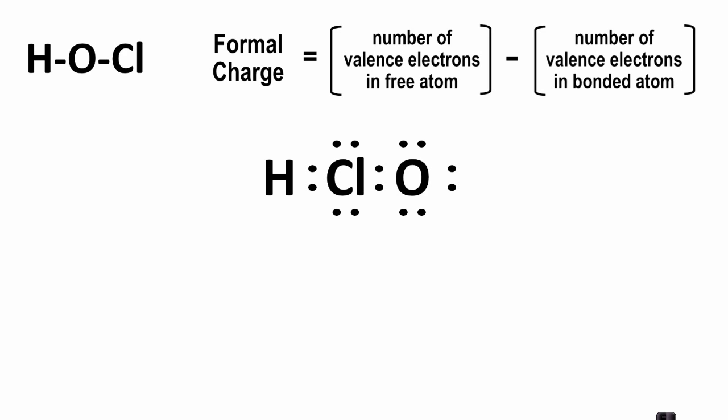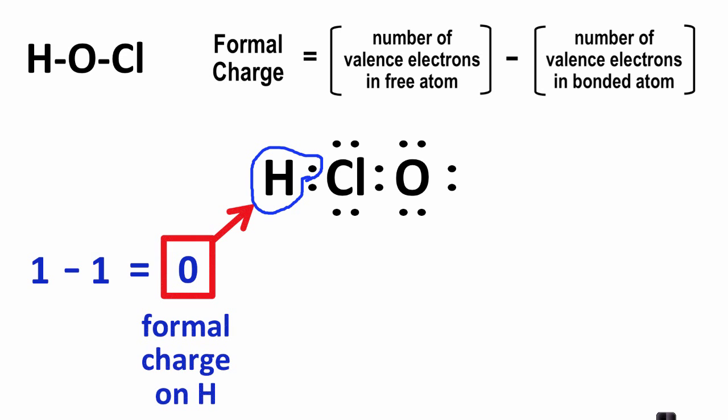And there's our structure. If we look at hydrogen, it normally has one valence electron. But now in the bonded atom, it has 2 electrons near it, but remember these electrons are shared. So what we can do is separate the 2 bonded electrons between hydrogen and chlorine and say this electron corresponds to hydrogen. So that's the valence electron around the hydrogen atom when it's bonded, and 1 minus 1 gives you a formal charge of 0 for the hydrogen.